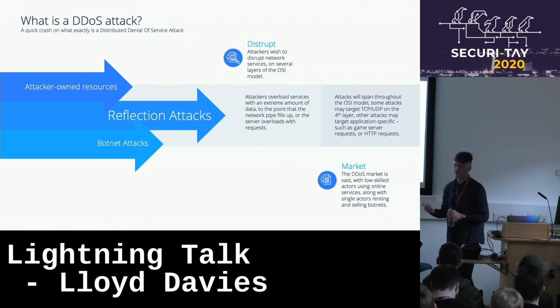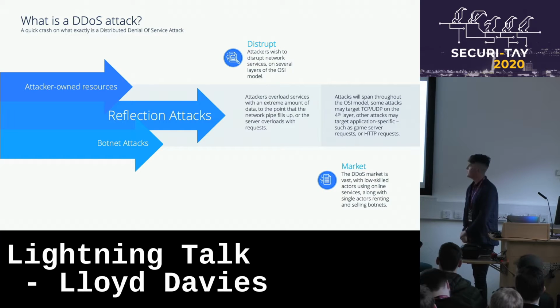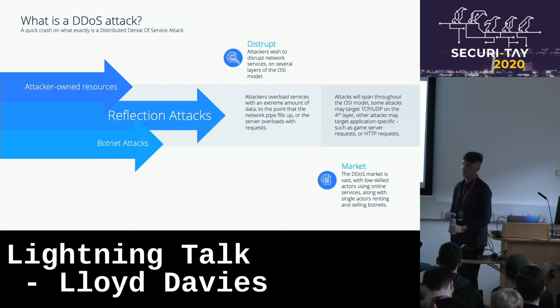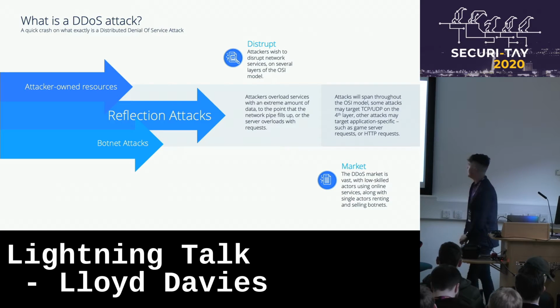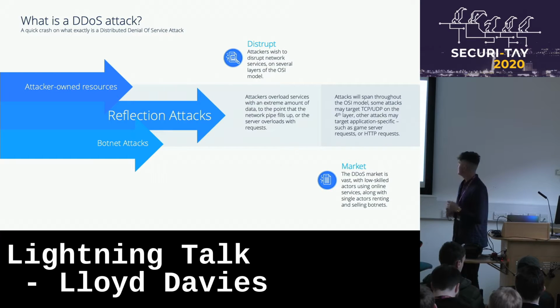Traditionally, DDoS attacks targeted layer 4 and layer 7. Layer 4 is TCP and UDP, and layer 7 is the application level. So we traditionally saw layer 7 attacks going for, for example, HTTP, attackers attacking HTTP to overload the server. And Mirai changed the game a bit. And yeah, the market for it is gigantic.